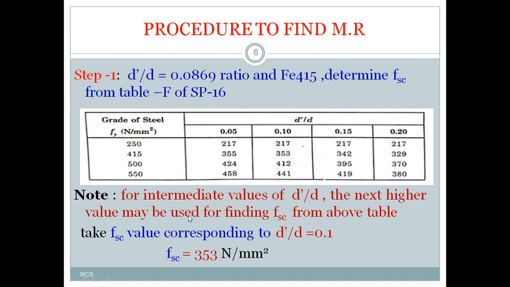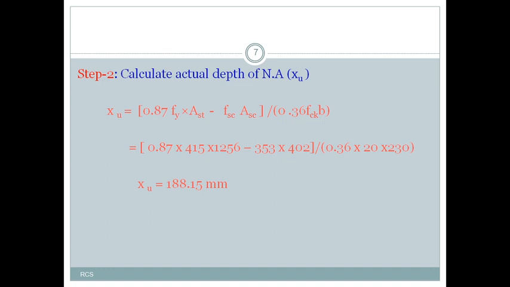After calculating the first step, that is fsc, we go for calculating the second step, that is the actual depth of neutral axis. So you know how to calculate the actual depth of neutral axis. There is a formula we have.